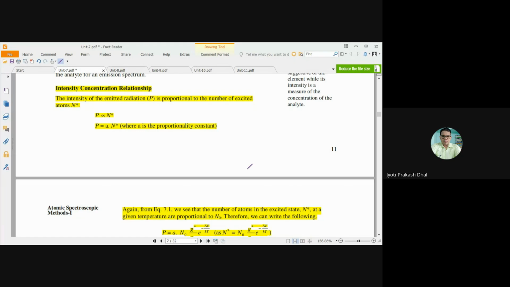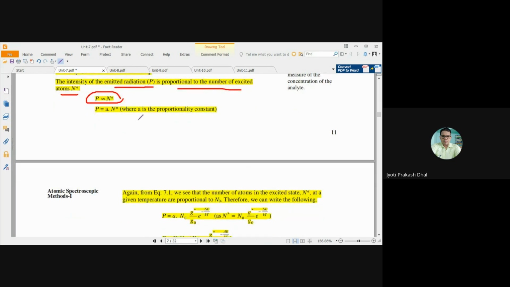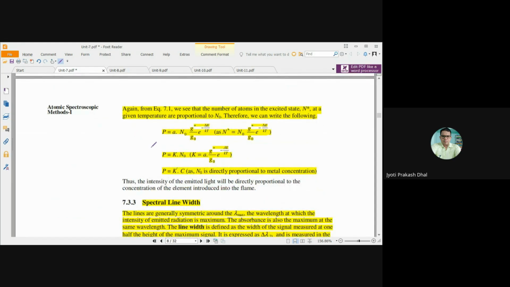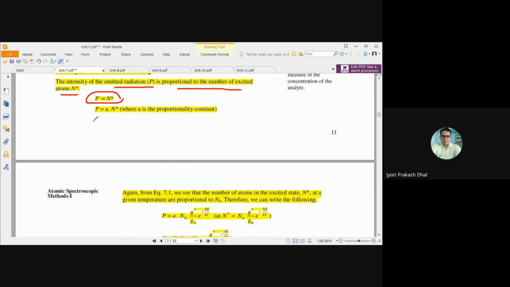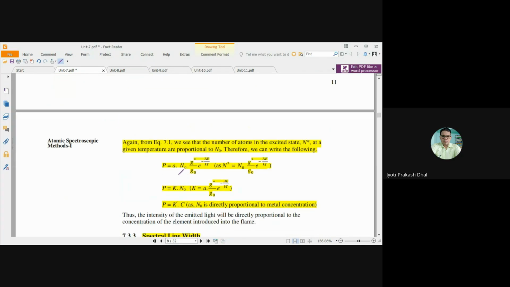Now coming to the next factor, that is the intensity concentration relationship. The intensity of the emitted radiation, that is P, is proportional to the number of excited atoms, that is n star. That means P is directly proportional to n star, or P equals some constant A into n star, where A is the proportionality constant. Now putting the value of n star, we can write P equals A into n0 into g star by g0 into e to the power minus del E by kT.